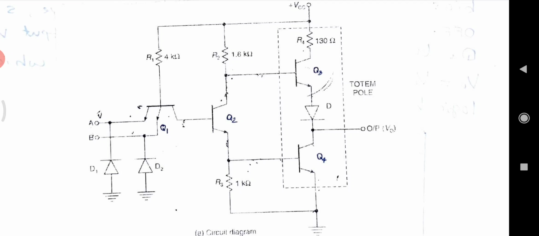Q3 turns on, that is output voltage V0 equal to VCC minus VR2 minus VBE3 minus VD is equal to 3.4 to 3.8 volt, which is a logic high level. And we have two cases, that is when A equal to B equal to both are low. It is an AND gate and we get an output V0 equal to 1.